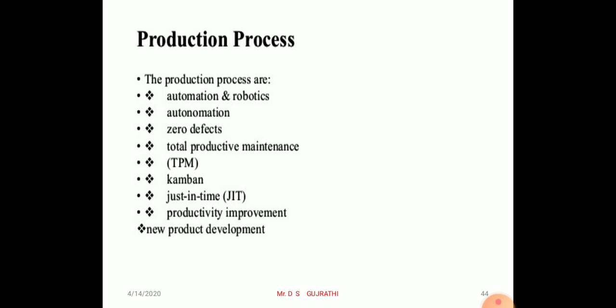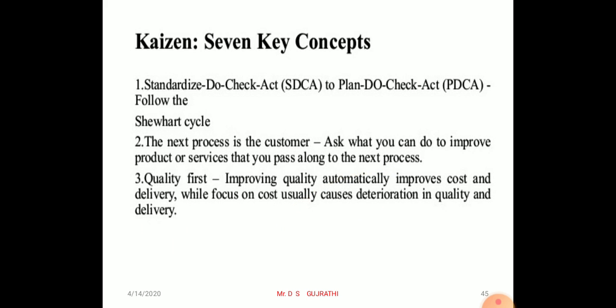At the same time, automation and robotics, zero defect production, total productive maintenance, TPM, then just in time, Kanban, productivity improvement, new product development. So these are the key principles where Kaizen is applicable, and a keen study of all these processes has to be done for the practical implementation of Kaizen.